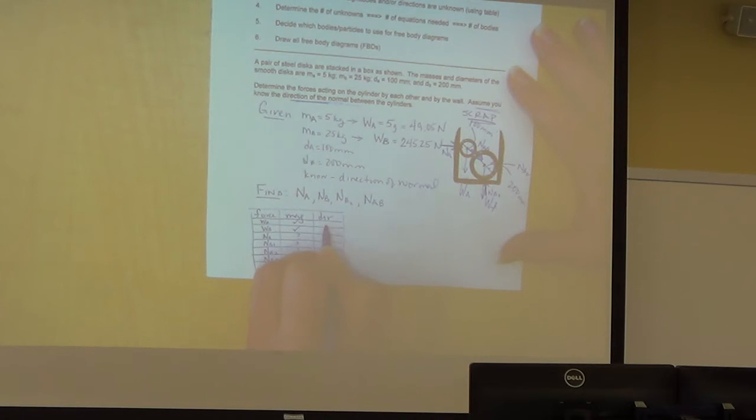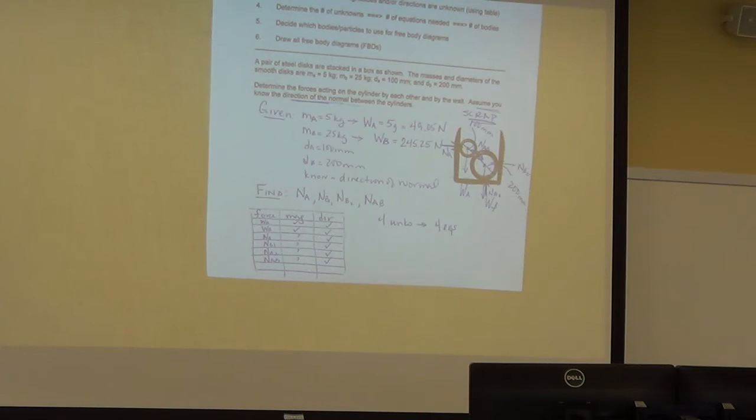Okay, how about the directions of the weights? The directions we know. How about all the normals? We know all of them. Okay, so how many unknowns do I have now, Hector? 4 unknowns, which means how many equations do I need to solve it? 4 equations.